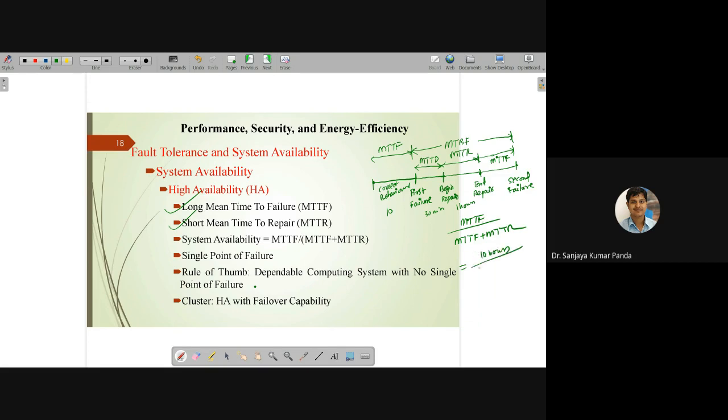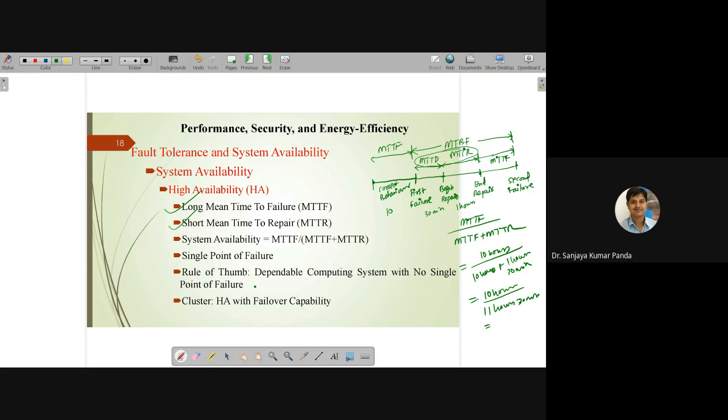Mean time to failure is again 10 hours. Mean time to repair is 1 hour. It is not the diagnosis time, right? Diagnosis is not going to be considered. But if you consider diagnosis a part of mean time to repair, then you have to write 1 hour 30 minutes. In fact, diagnosis is also a part, so you can write 1 hour 30 minutes. So you have to calculate 10 hours divided by 11 hours 30 minutes. That will give you system availability.